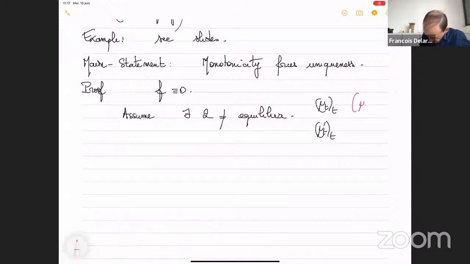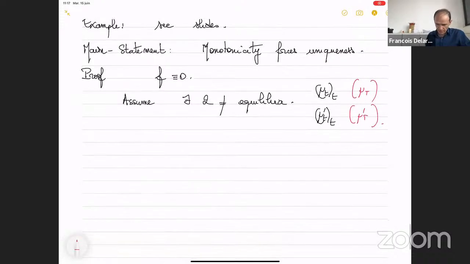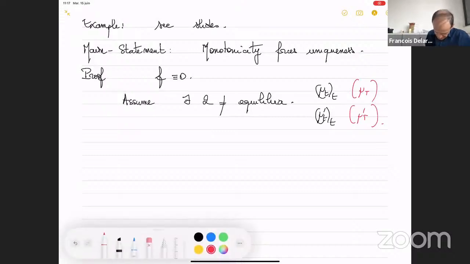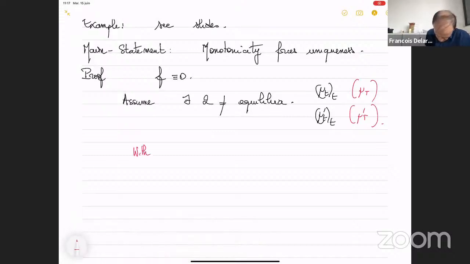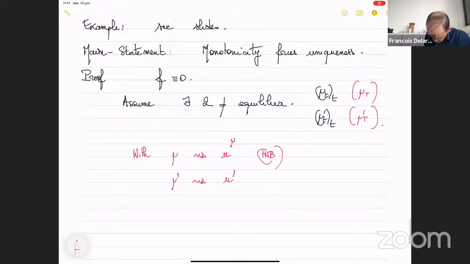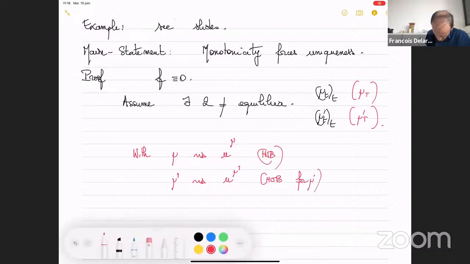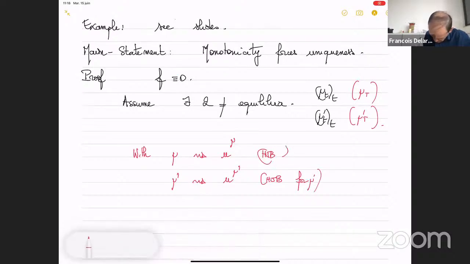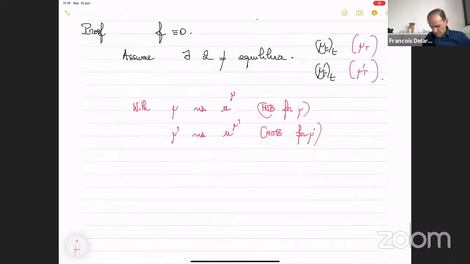So you can put this, in fact, mu t or mu t prime. And so with this mu and mu prime, you say with mu, we associate u of mu, which is the solution to the HJB equation. With mu prime, we associate u of mu prime, which is the solution of the other HJB equation, but driven by mu prime. So the first one is for mu. Okay. So now what do we know?